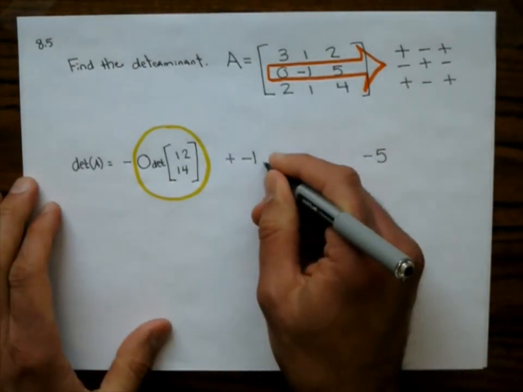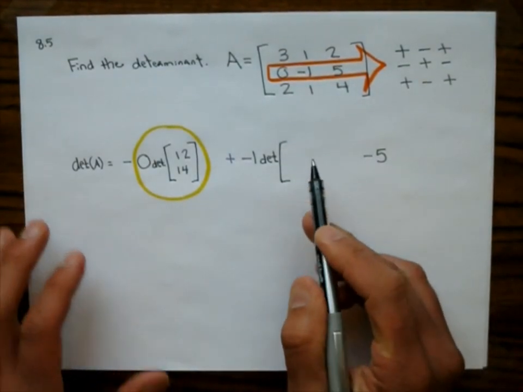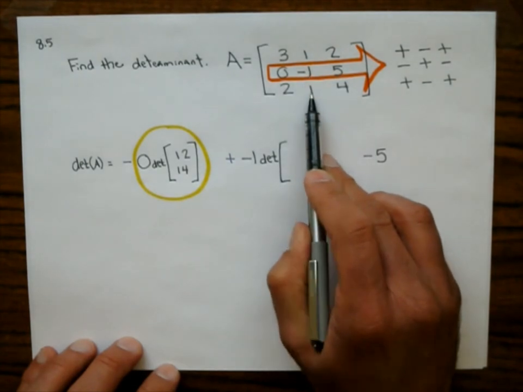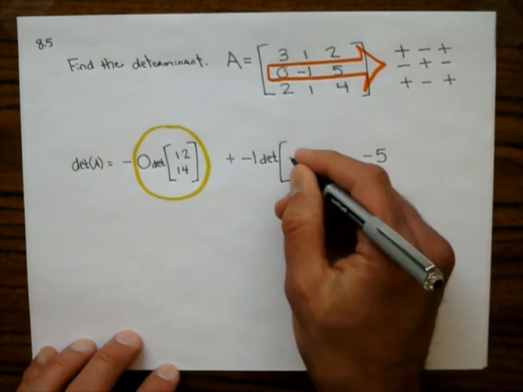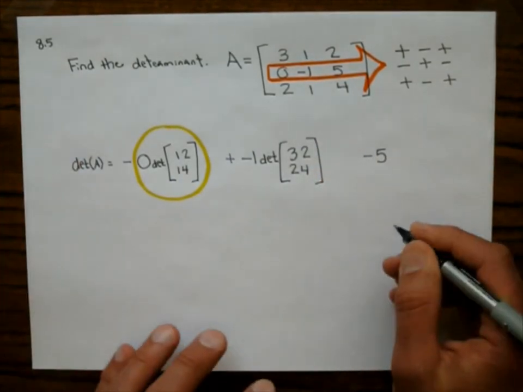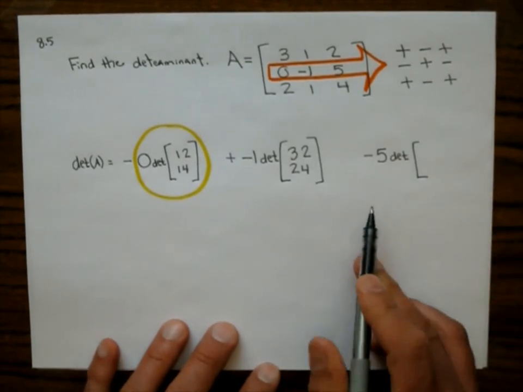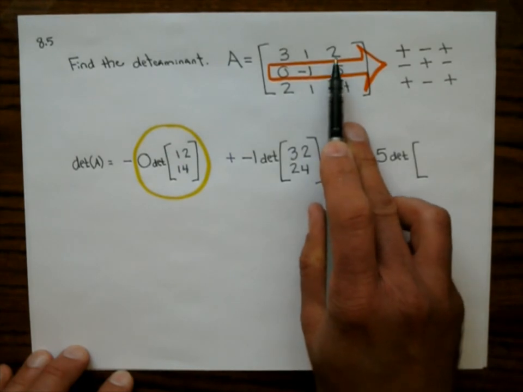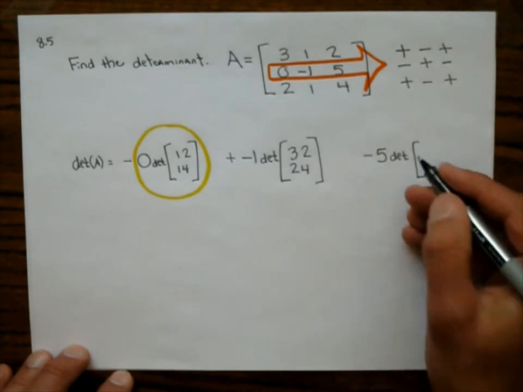The next one is the determinant of, these things are called minors if you care. You cover up the row and the column that has that negative 1 in it, so you make a big cross through that, and you have 3, 2, 2, 4. And then you go over to this one. This is going to be the determinant of a 2x2 matrix. That 2x2 matrix is gotten by crossing out the row and column that contains that 5. So you're kind of crossing out a capital T that's on its side, and you have 3, 1, 2, 1.